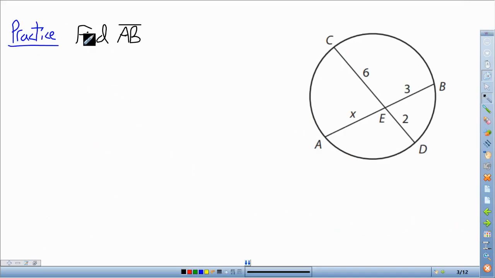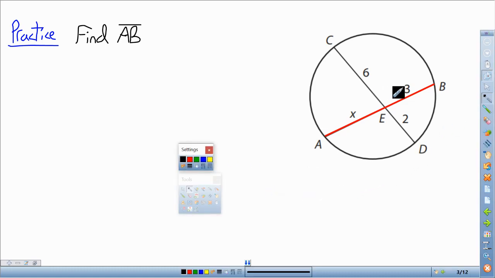Okay, so now with that, let's have you try one of these out. This one's asking you to find segment AB, which is this entire chord right here. A lot like the last problem, you need to first figure out what X equals and then add these together to get AB. So go ahead and try it out.